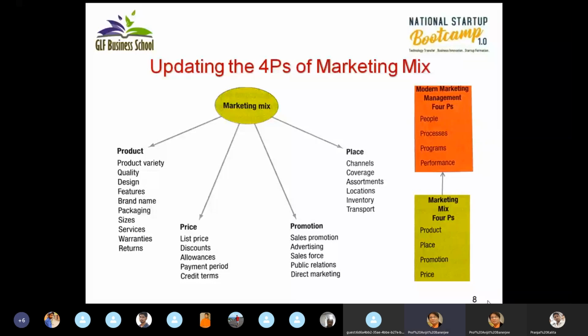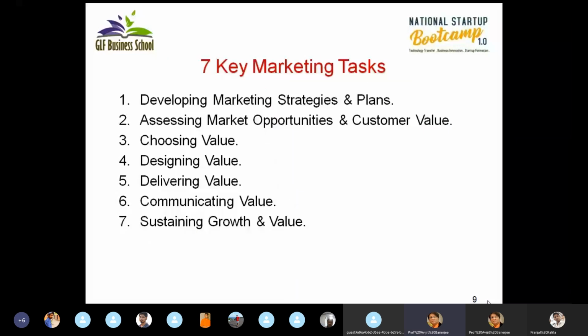We also discussed the 7 key marketing tasks, which are developing marketing strategies and plans, assessing marketing opportunities and customer value, choosing value, designing value, delivering value, communicating value, and sustaining growth and value.